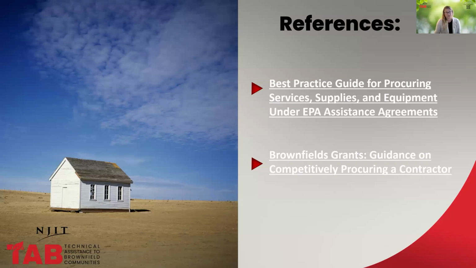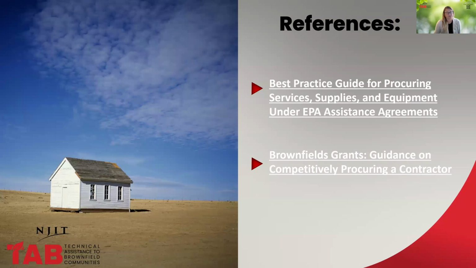So there are two references that we've included. The first one is the best practices guide for procuring services, supplies, and equipment under the EPA assistance agreements. This is a larger document, about 30 pages, but once you are in the procurement process, it really is a wonderful resource to help guide you and deal with some of the nuances that you might be facing.